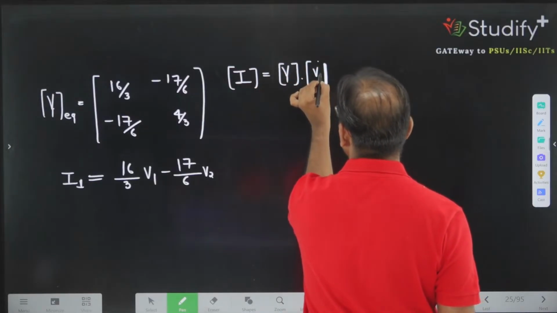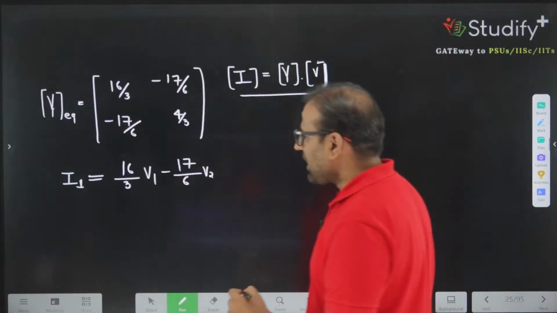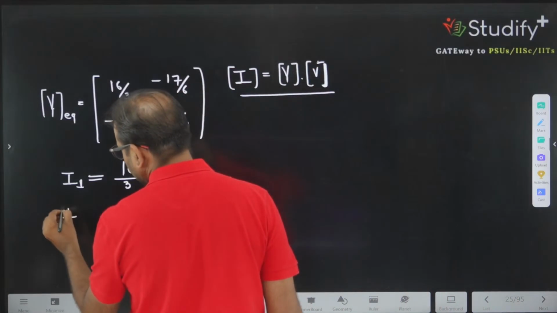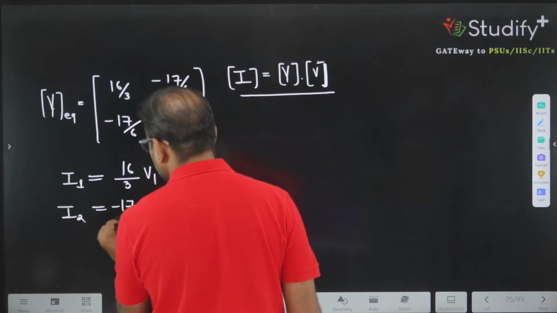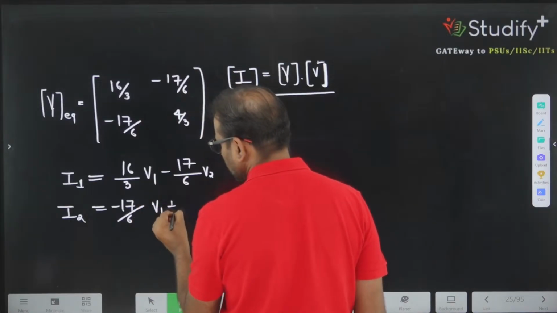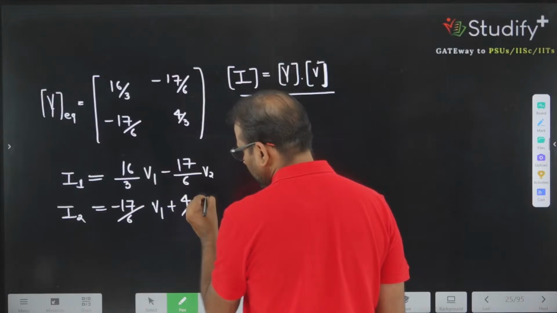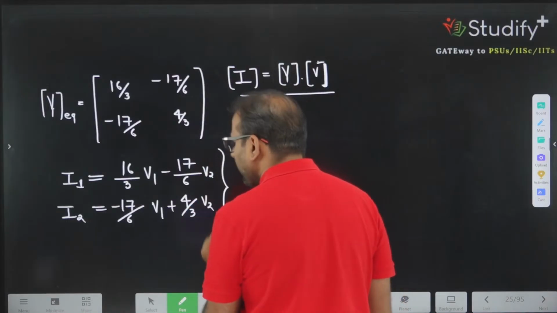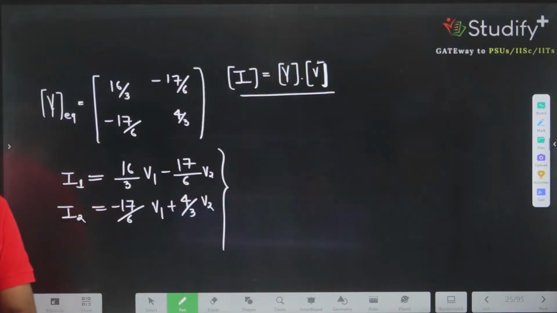I1 is equivalent to Y into V. So this is the story. And what is I2? I2 can be written as minus 17 by 6 V1 plus 4 by 3 V2. Correct? These two equations are given for input port and output port.